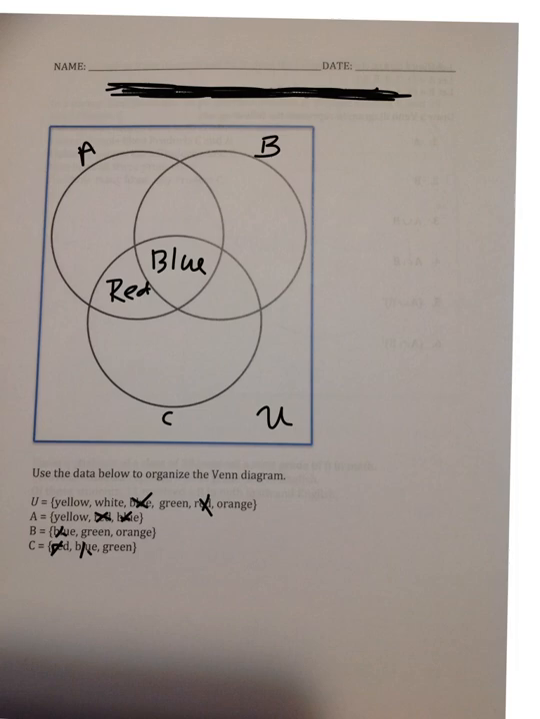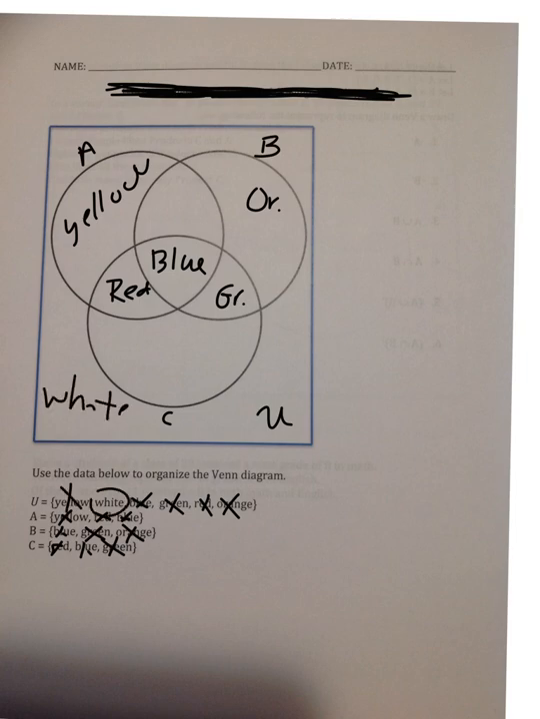You have yellow just in A. So this is just going to be yellow here. You have green in B and C. So that's where green is going to go. And then you have orange in just the B. Okay, orange is done, green is done, yellow, and then you have white, which is right down here in the universal set. And I'm just going to double check. 1, 2, 3, 4, 5, 6. 1, 2, 3, 4, 5, 6. It looks like I'm finished with this problem.